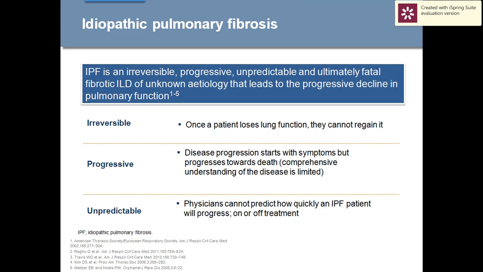It is irreversible. IPF is an irreversible, progressive, unpredictable, ultimately fatal fibrotic interstitial lung disease of unknown etiology that leads to the progressive decline in the pulmonary function. Irreversible, progressive and unpredictable. يعني physician cannot predict how quickly an IPF patient will progress on or off treatment.